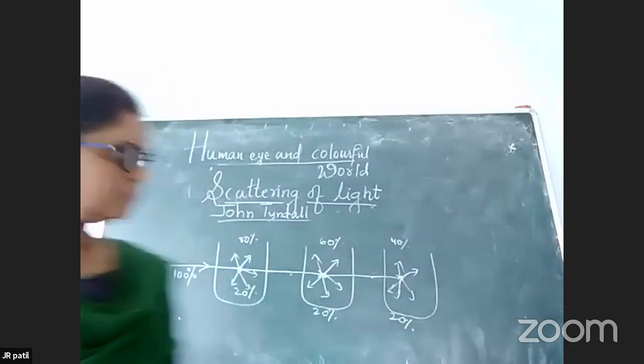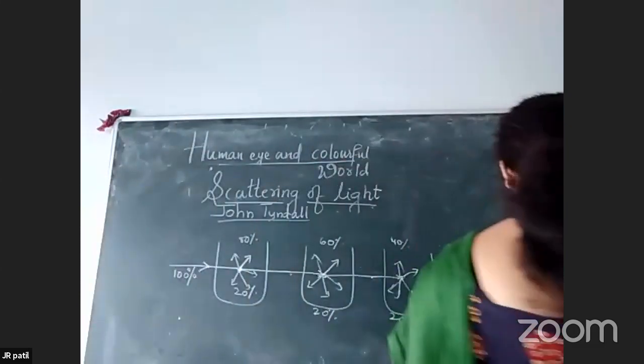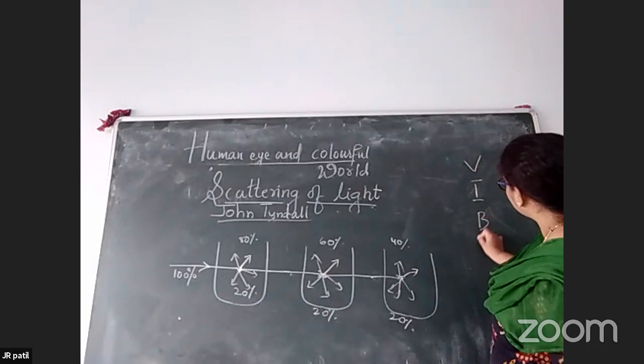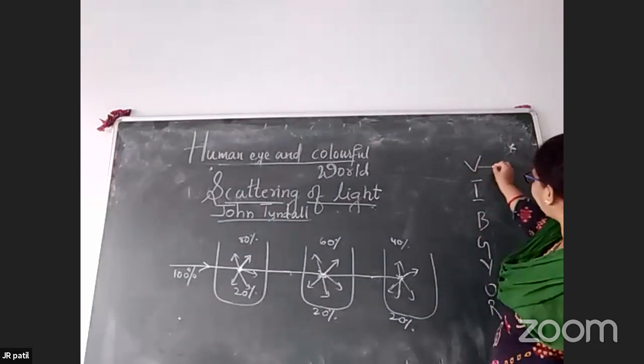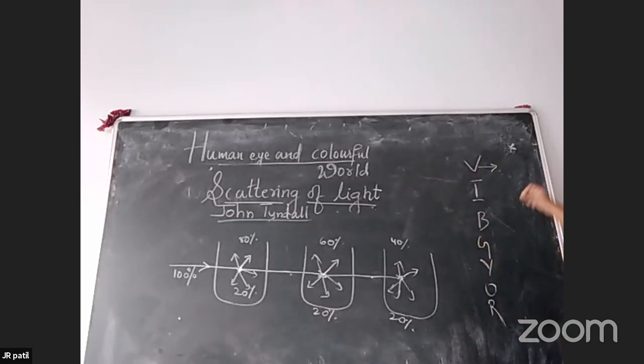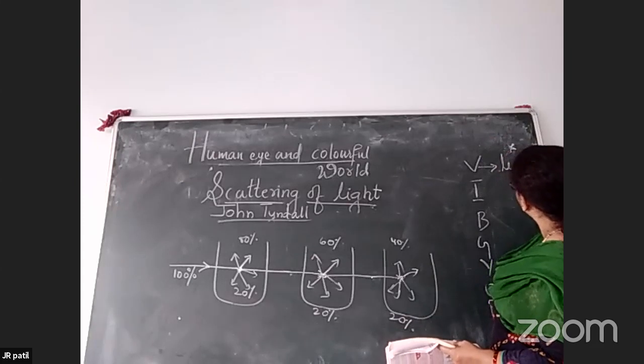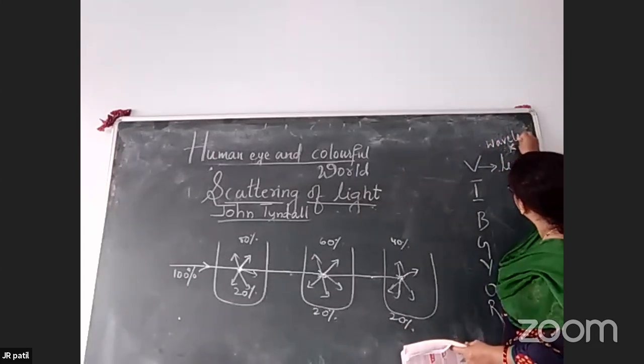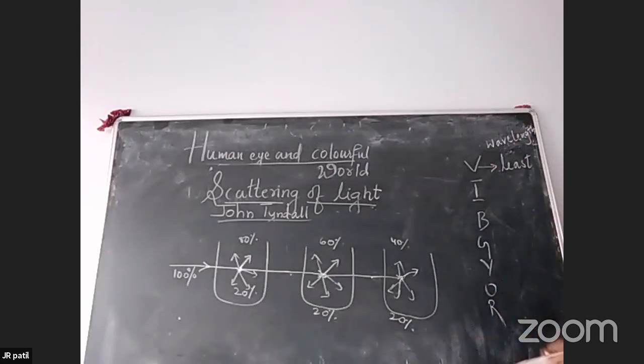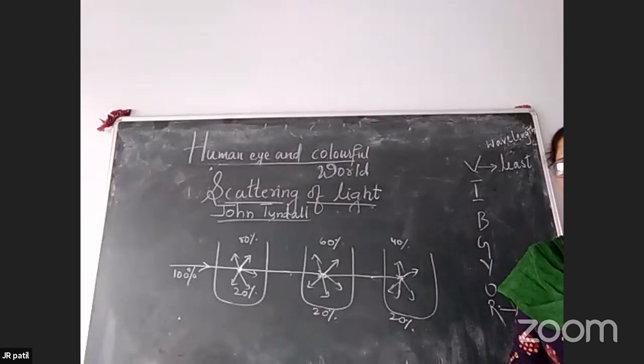Now the violet light. The wavelength of the violet light is the least, and the wavelength of the red light is the highest. Remember this. Very important concept. Violet light has a very small wavelength. Red light has the greatest wavelength of all. Is that clear?